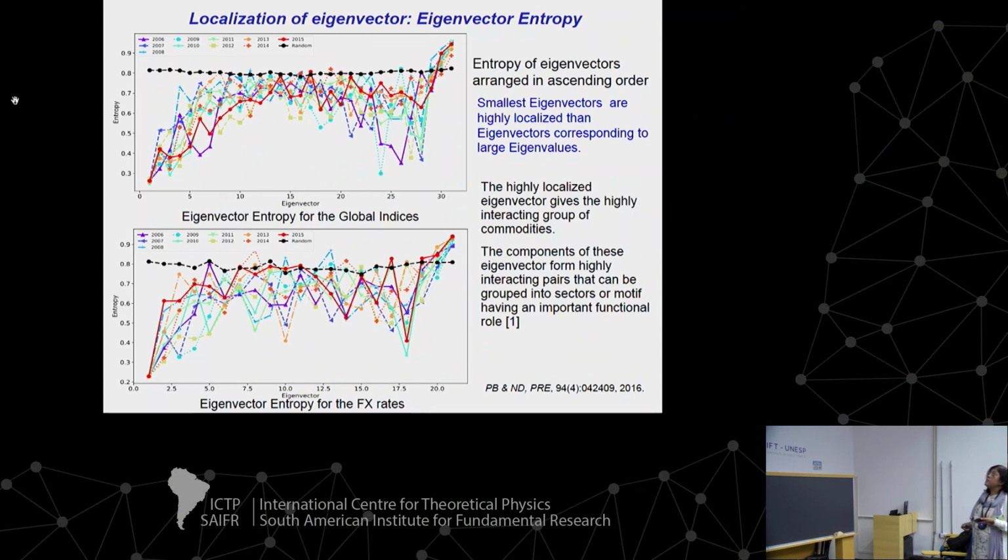And a similar result is there for the global index, and this is the FX rates here. So this is the global index. This is the FX rate. A similar result. And notice this black line is the random shuffled situation.